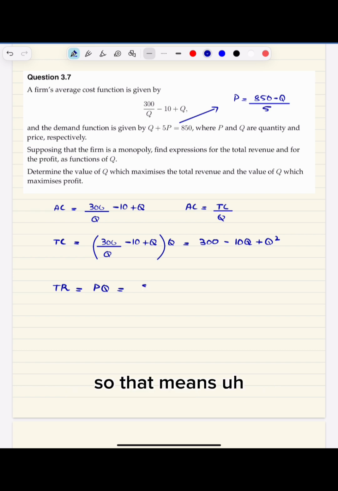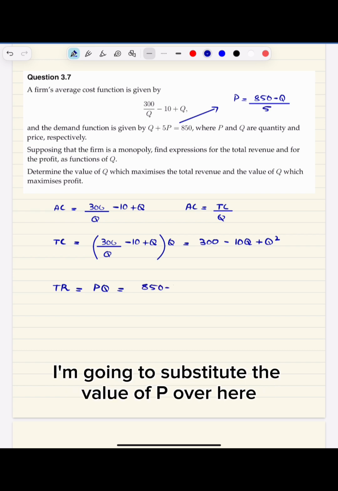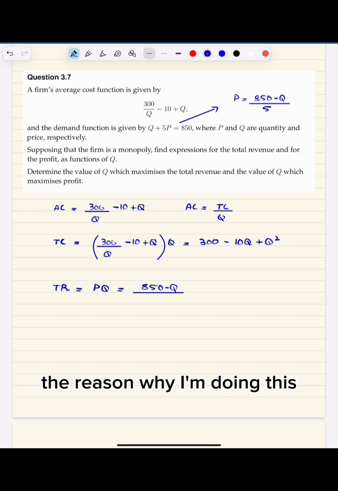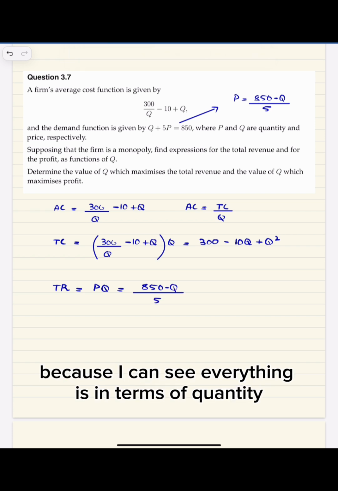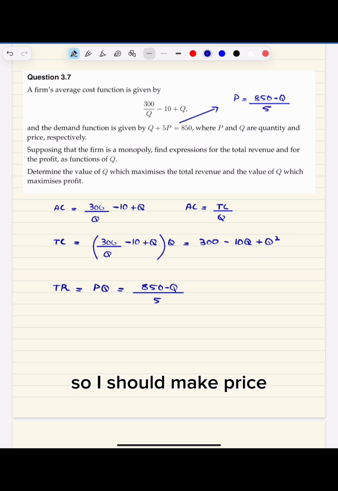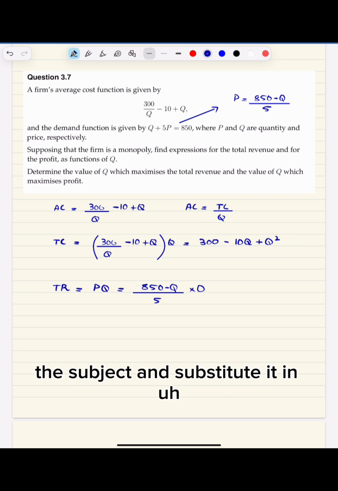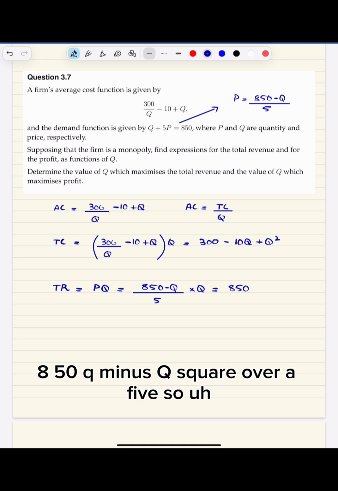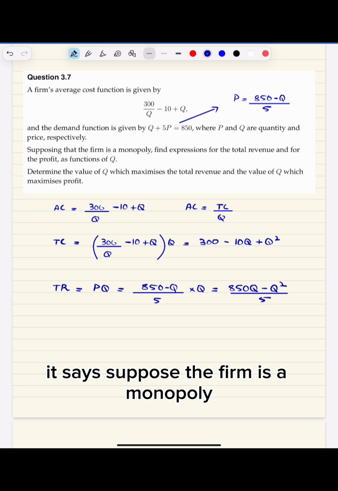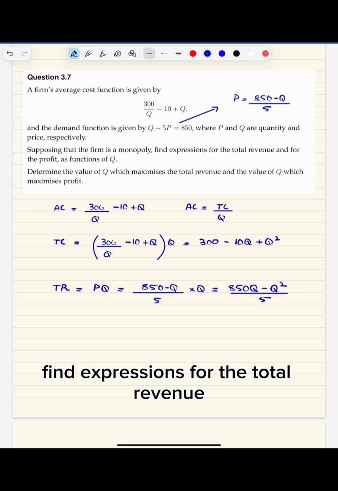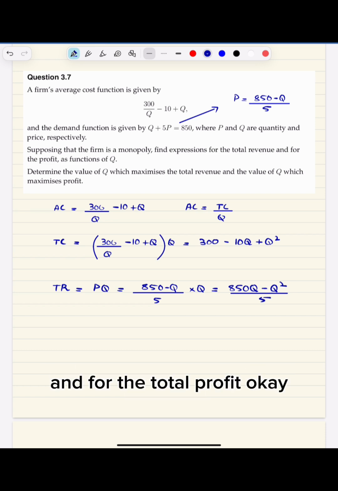So that means I'm going to substitute the value of P over here. The reason why I'm doing this, because I can see everything is in terms of quantity. So I should make price the subject and substitute it in. The answer therefore becomes 850Q minus Q square over 5. So it says, suppose the firm is a monopoly, find expressions for the total revenue and for the total profit.